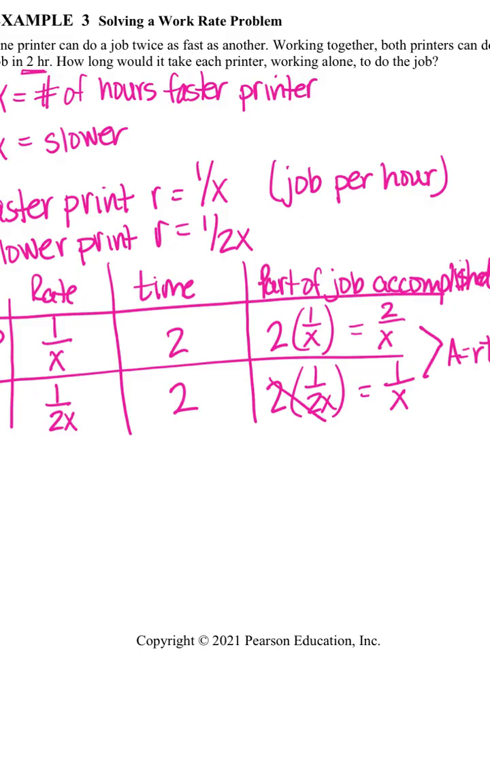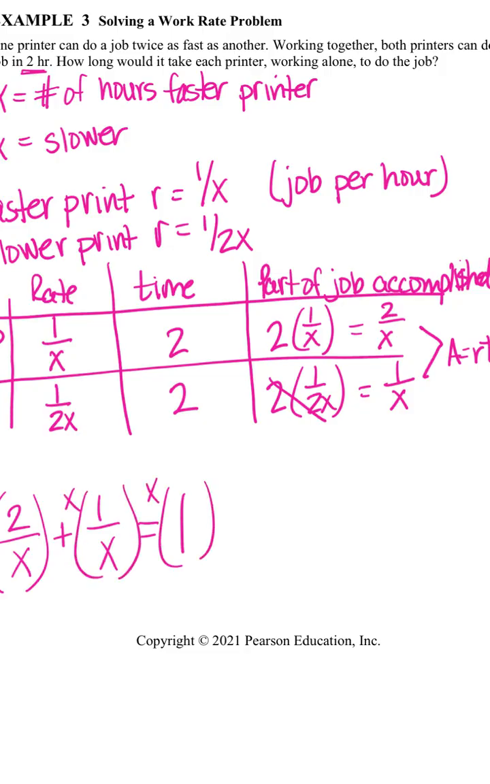So the faster printer is 2 over x, plus the slower printer is 1 over x. Altogether, it's equal to 1, because 2 parts are going to complete 1 job. So now we know that x is our common denominator, so I'm going to multiply everything by x. That cancels, that's a 2. That cancels with that, that's a 1. And that is x. 2 plus 1 is 3. So that means x is 3.